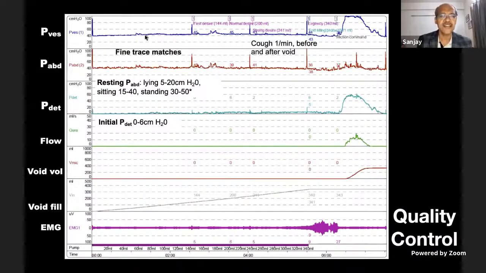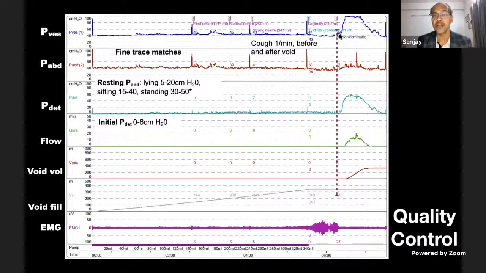The other thing to look at is the fine trace match. If you look at the fine pattern here, the fine pattern seems to match each other. And this fine pattern, which you see here, can be because the patient moved a little, is talking, and so on. When you get this match of the fine tracing, it reassures that both the transducers are working perfectly and continue to work perfectly as we are doing the test.